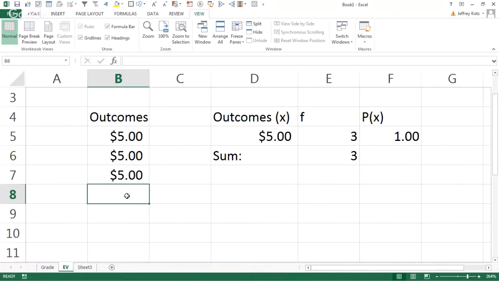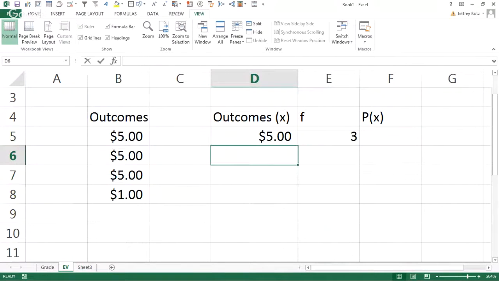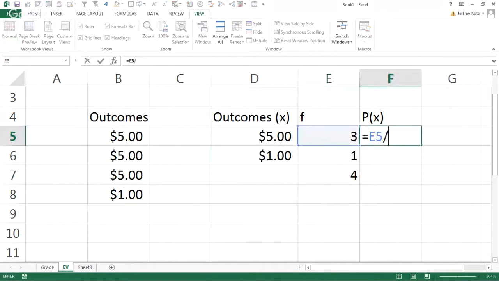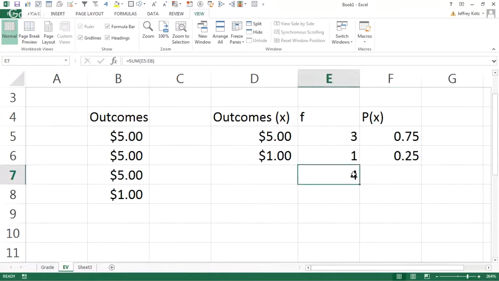But now, let's see what happens if I introduce one of these tickets where, let's say you could also win $1. All I want is to introduce one possibility here, and that is that you could possibly win $1. Now there are 4 possible outcomes. There's a 3 in 4 chance that you win $5. There is a 1 in 4 chance that you win $1.